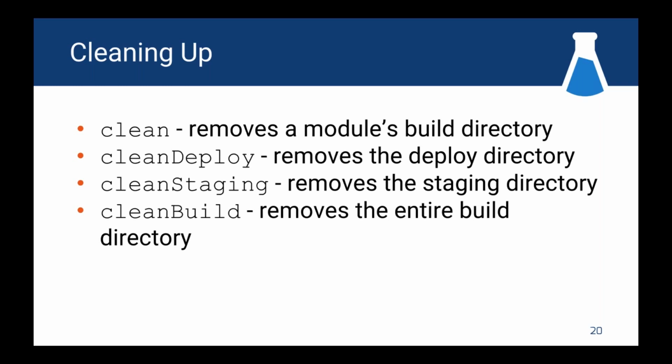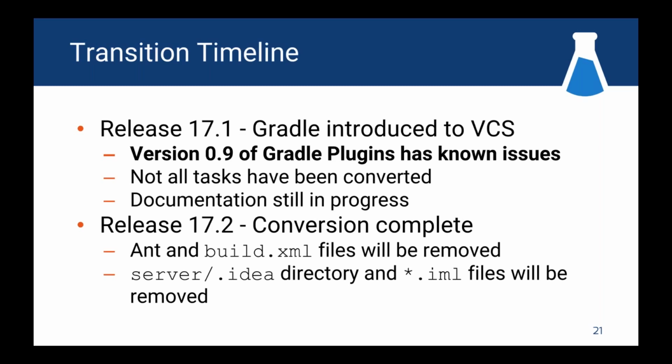So there's clean, which just removes a module's build directory. There's clean deploy, clean staging, and then there's the big hammer, which is clean build. It removes the entire build directory, and it's like knocking over the tower and starting from just rubble again. So that one should be used infrequently if you can.